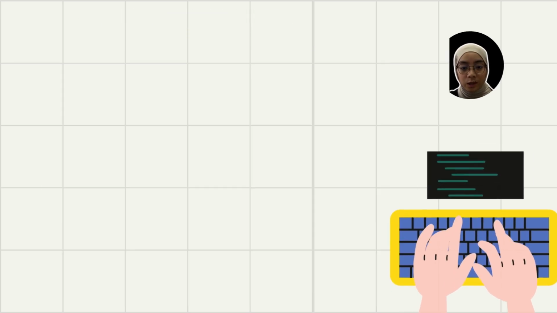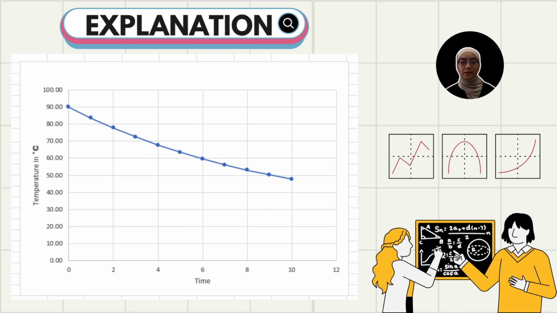So, here is the graph that illustrates the result of estimating the coffee's temperature over a period of 10 minutes using Euler's method.